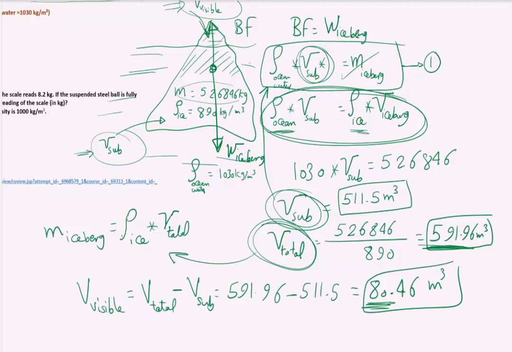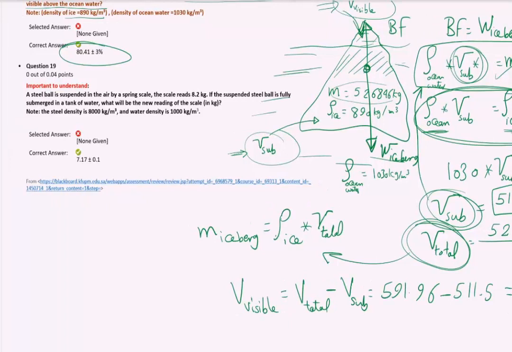Okay. So if I calculate the percentage here, I'm done with the problem, but if I'm trying to calculate the percentage, 80 divided by 591.96 times 100, that's like 13% only. 13% of the iceberg is visible above the water, while 87% is hidden under the water. So that's why it's very dangerous for the ships to approach the icebergs, especially at night.